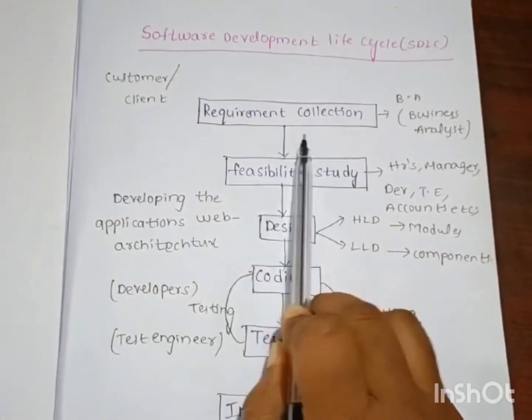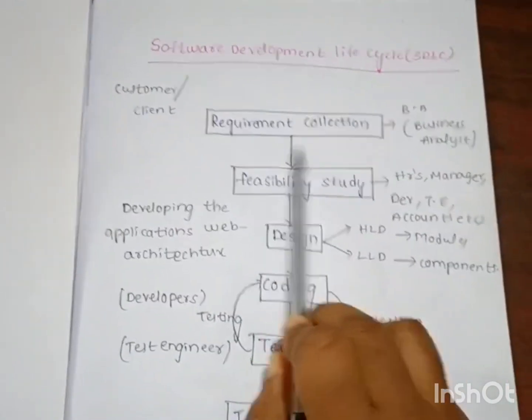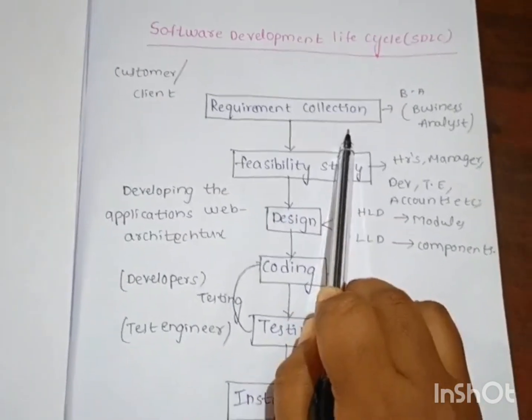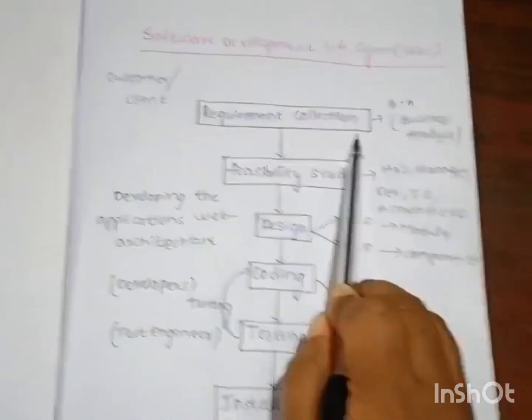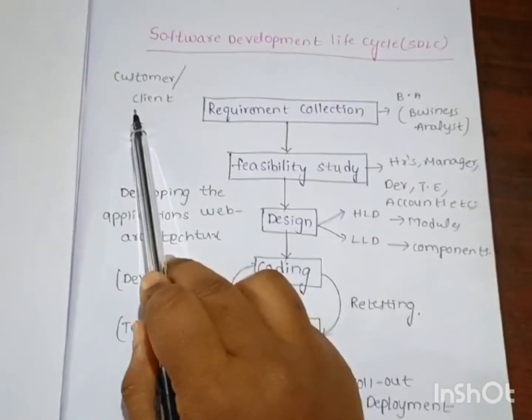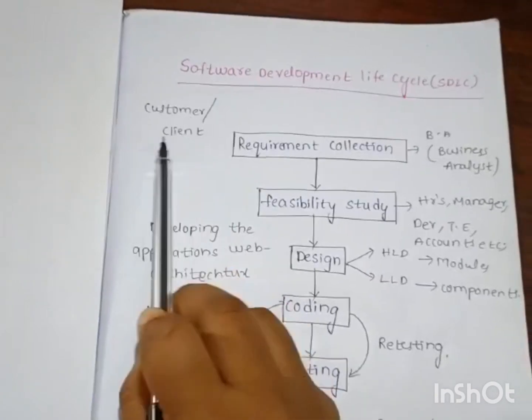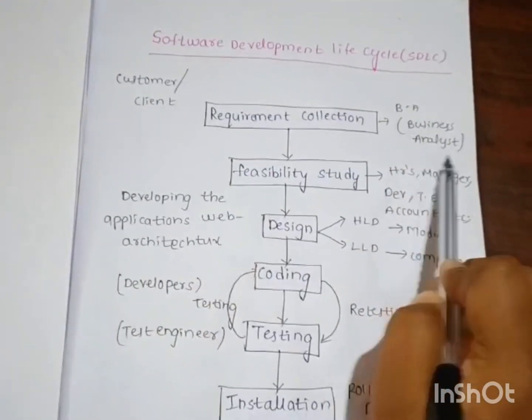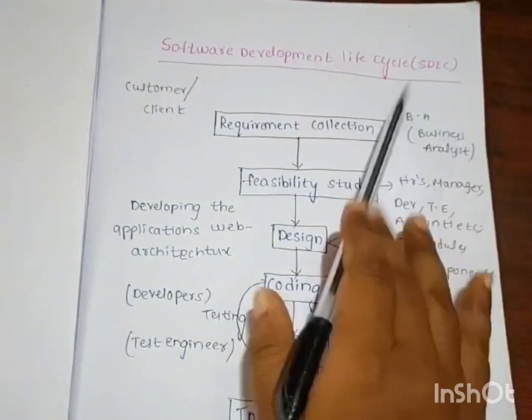So first we'll discuss the requirement collection. What will we be doing in this phase? In this phase, the business analyst will collect the information from the customer, or we can say client. From the customer or client, they will collect the requirements. Who will collect? The business analyst will collect. Done with this first phase.